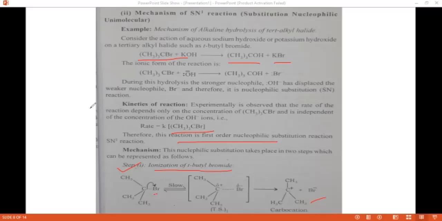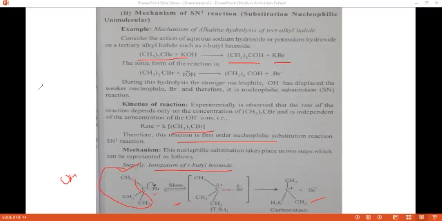Then the transition state is formed. In the transition state, the dotted line shows the bond between the carbon and bromine as broken. The bromine carries a partial negative charge and the carbon carries a partial positive charge. The three methyl groups attached to the carbon atom of tertiary butyl bromide sterically hinder the approach of the nucleophile.